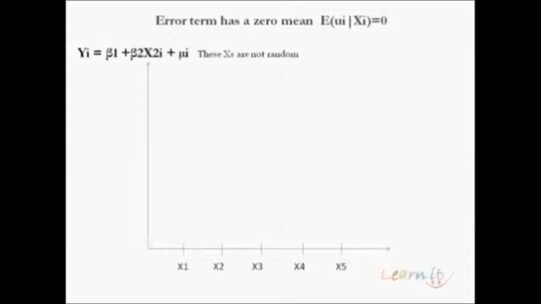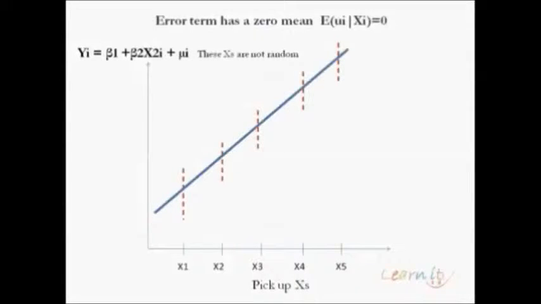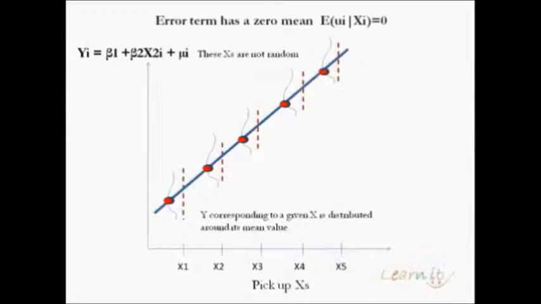So what do you do? You pick up these x's. For each given level of x, you try to observe y's, and this is what you get. You get y corresponding to a given x, which is distributed around its mean value. Please note that it's distributed normally. So all of these y values are distributed around the mean value. This line is actually passing through them.